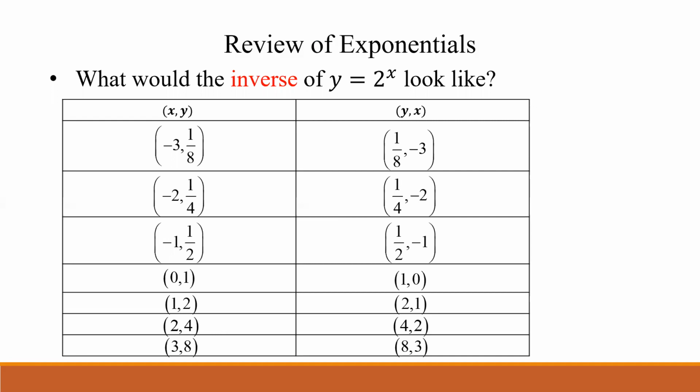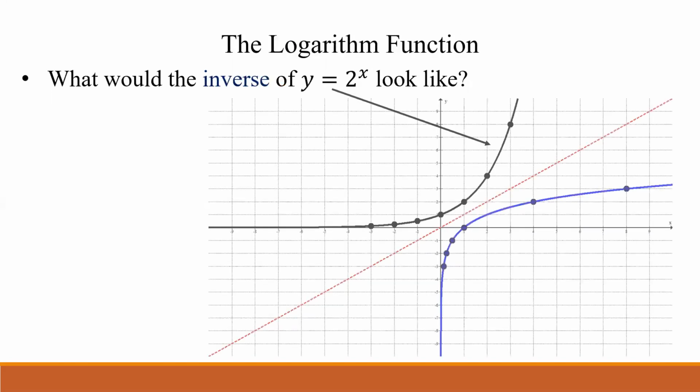If you remember from last week, the graphs of inverse functions are symmetric about the line y equals x. So if I graph that, this is what it looks like. This black curve here is the initial graph, 2 to the x. And then this blue one is our graph of the inverse. Now, it has a name.